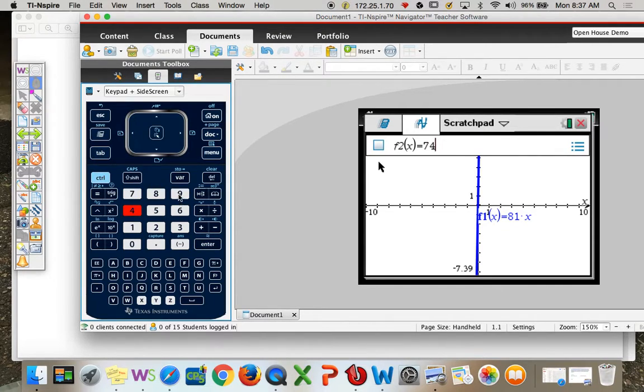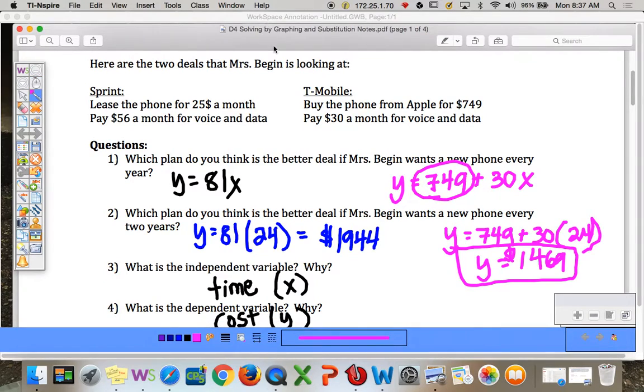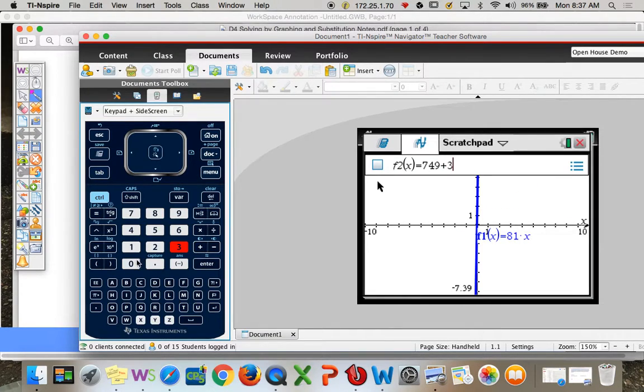So this is 749 plus, and it was how much a month? $30 a month. Let me go back. Yep, plus 30x. So let's type that in. It's 30x. All right, and what we're looking for is where they cross. And again, we can't see the other one because it starts at 749, which is way up here.